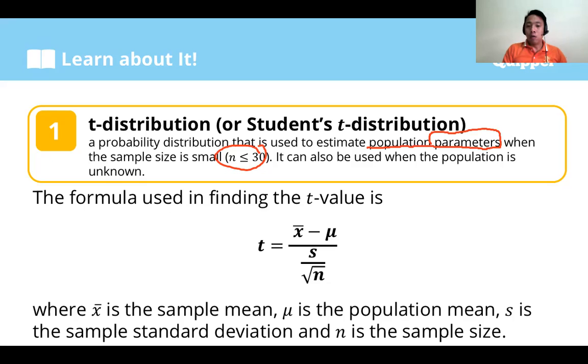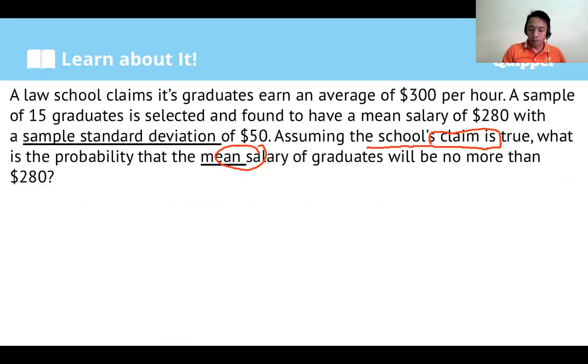Okay? So if you notice here, we have 4 symbols. We need to identify those 4 in a given example. It's like this one. This is an example. A law school claims its graduates earn an average of $300 per hour. A sample of 15 graduates is selected and found to have a mean salary of $280 with a sample standard deviation of $50.